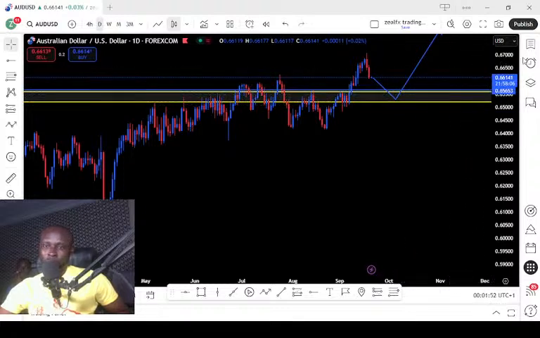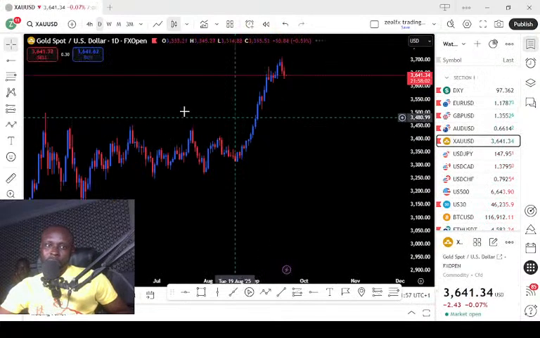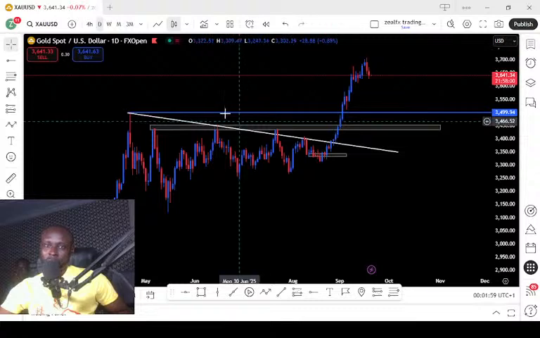So let's look at our next pair, which is the gold USD. So let's start our analysis from the weekly chart.